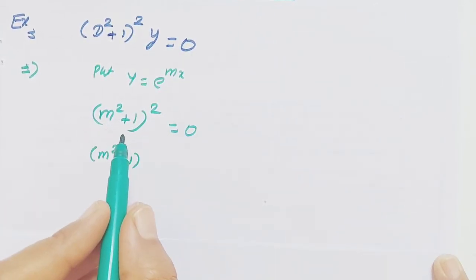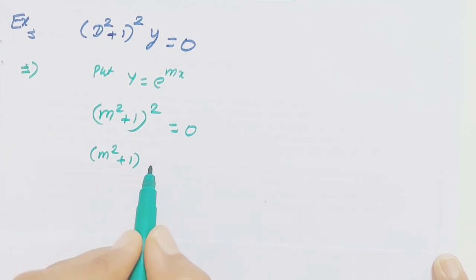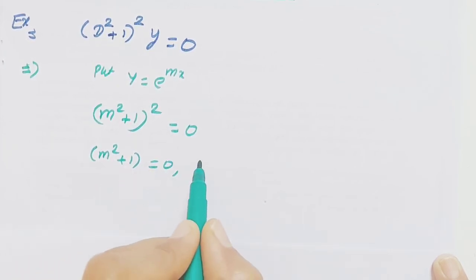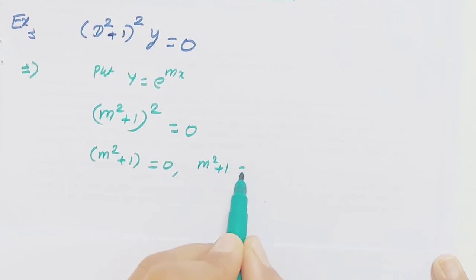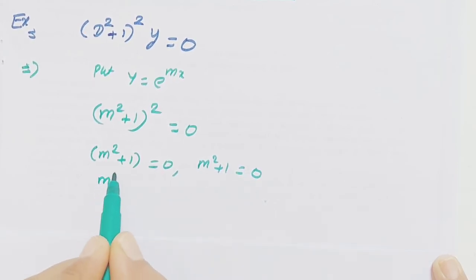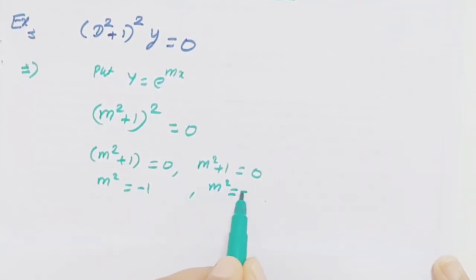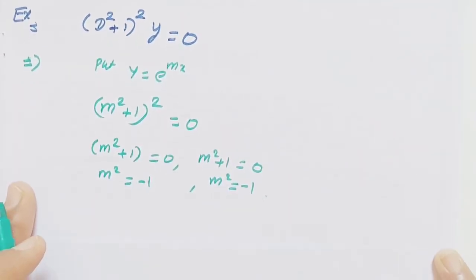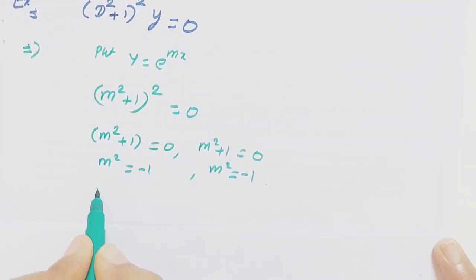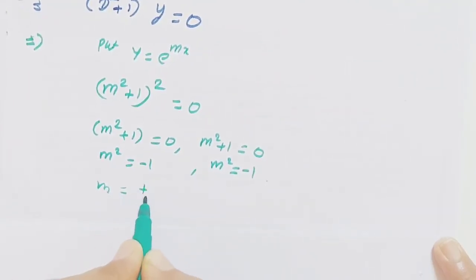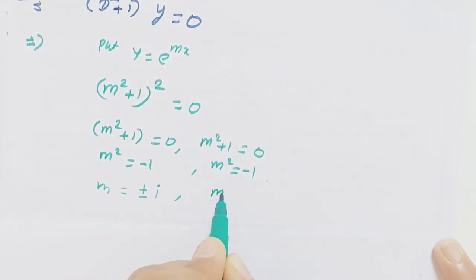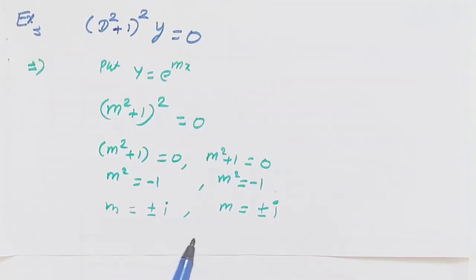Equate each factor equals to 0, then we get m square plus 1 equals to 0, and second m square plus 1 equals to 0. So therefore m square equals to minus 1, and here also m square equals to minus 1. But we know that minus 1 is nothing but i square. That means roots are m equals to plus minus i, and here m equals to plus minus i. Here we get 4 roots, and all 4 roots are imaginary.